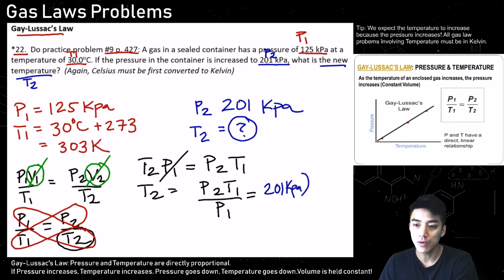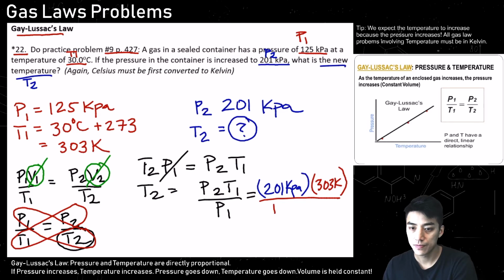And at this point, we're going to go ahead and plug in. Just plug and chug, make sure everything is in the correct order. So Kelvin will go there for T1. And divide that by 125 kilopascals. kPa will get canceled out. That's great. We're left with Kelvin. It's a unit of temperature. Perfect.